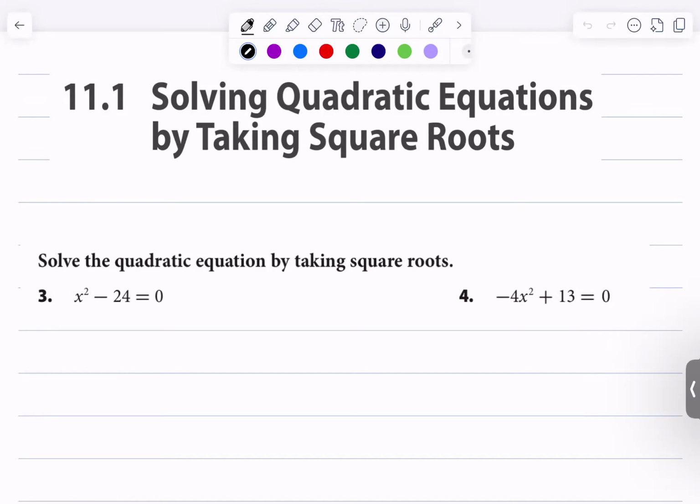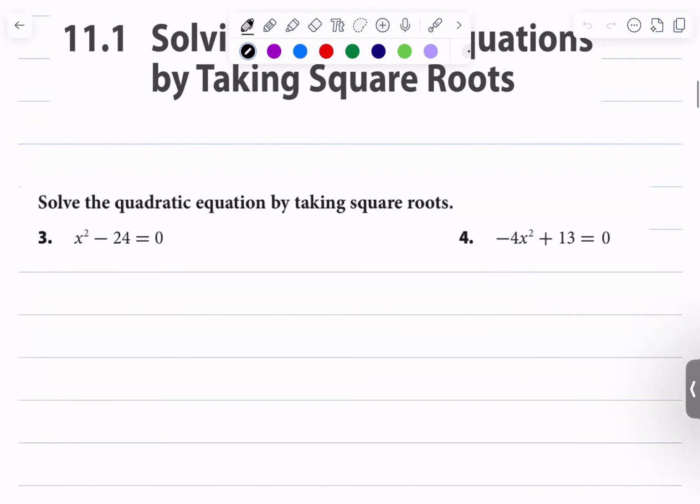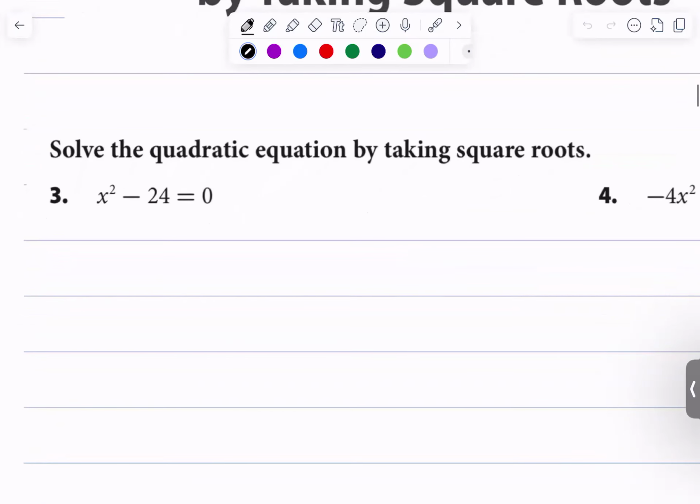So welcome everyone. This is 11.1 on solving quadratic equations by taking the square root. And notice that this lesson has the same title as 9.1. So we're essentially doing the same thing, right? But with that little twist. Okay. So just to review what 9.1 was, we're going to solve these two equations. Solve quadratic equations by taking the square root.